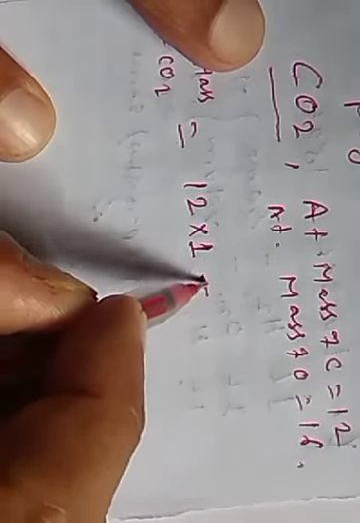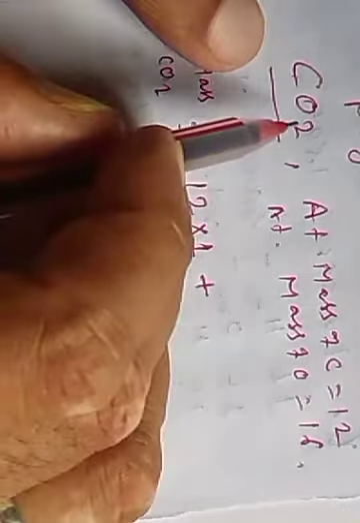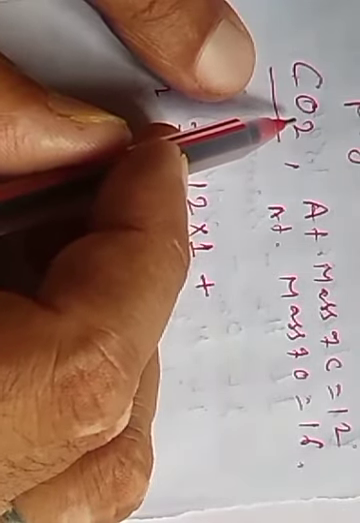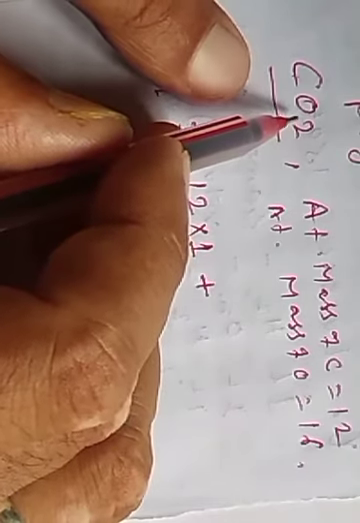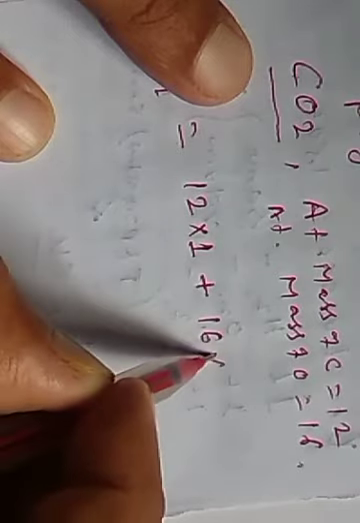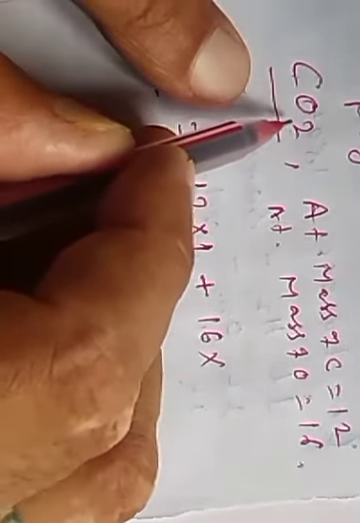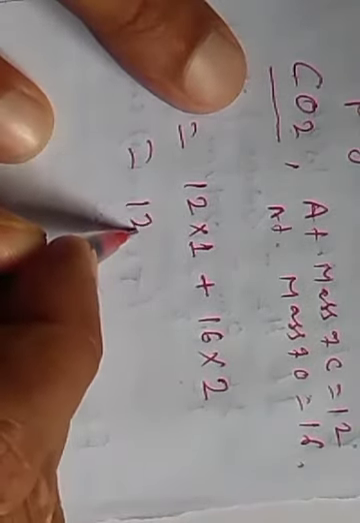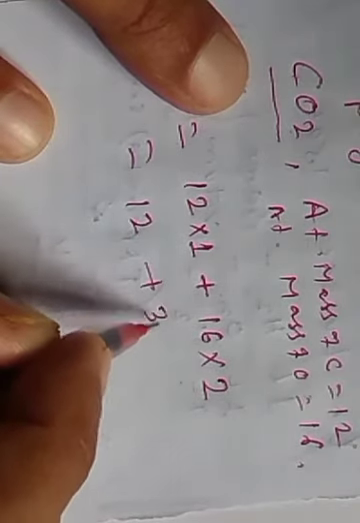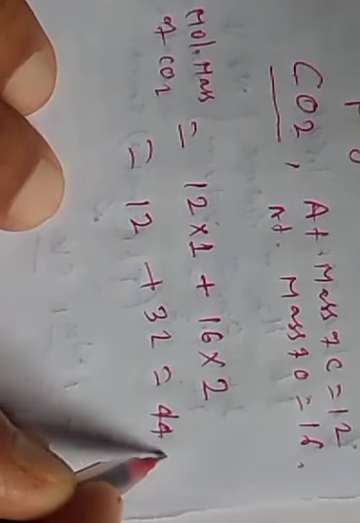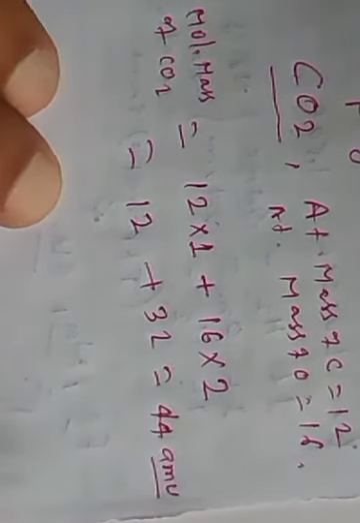Now add the atomic mass of the total number of atoms of oxygen. Here the atomic mass of oxygen is 16 and the total number of oxygen atoms in CO2 is 2, so we multiply with 2. After calculating, 12 into 1 is 12, plus 16 into 2 is 32. So the total molecular mass of CO2 is equal to 44 atomic mass unit.